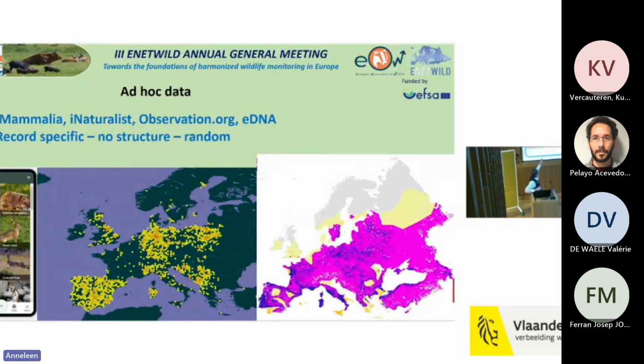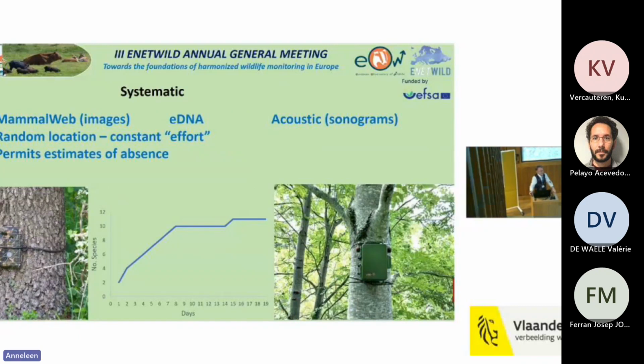So we can see an example here, all the data we've collected on iMammalia and how that has improved our ability to predict wild boar distribution on the right. So this helps with predicting distribution because we can relate the points to habitat and so on. So it's useful. We can have systematic data.